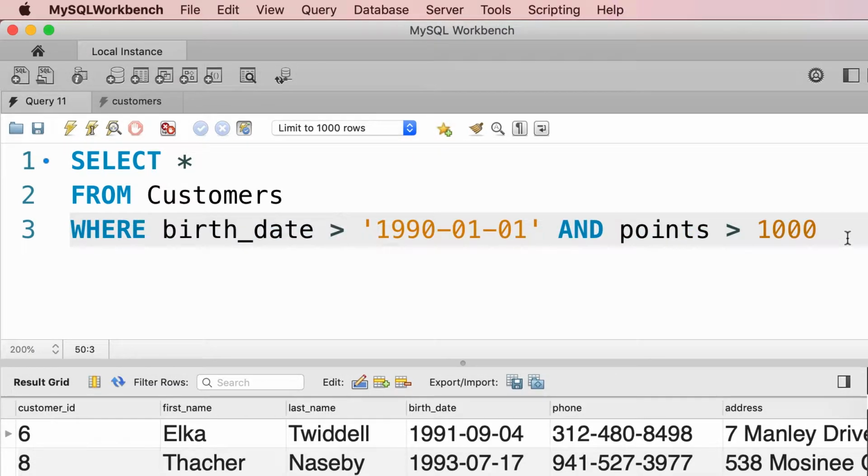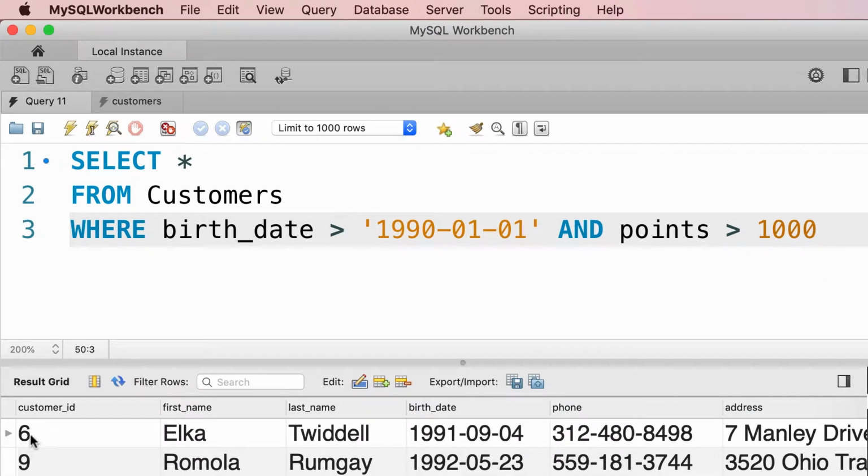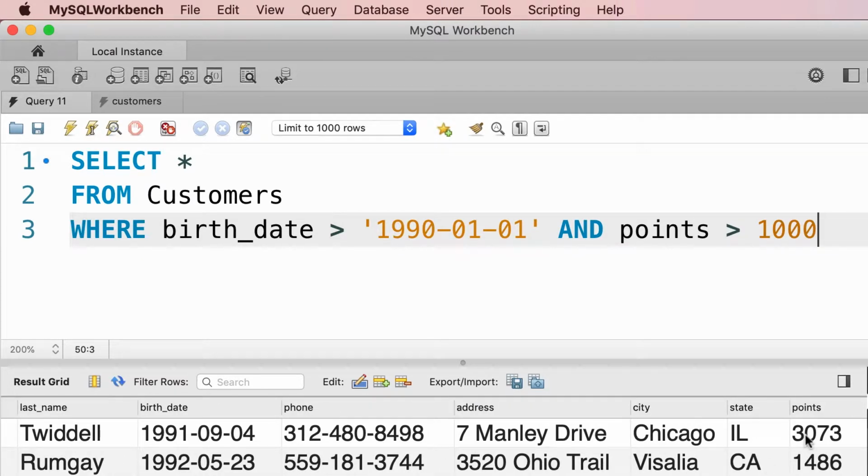Let's take a look. So execute, we only have 2 customers. And if you look, both these people are born after 1990 and they have more than 1,000 points. So this is the AND operator. When we use this operator, both these conditions should be true.